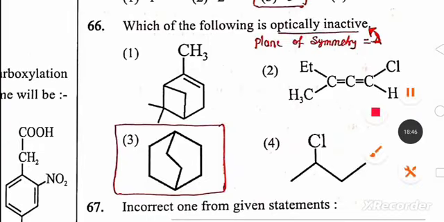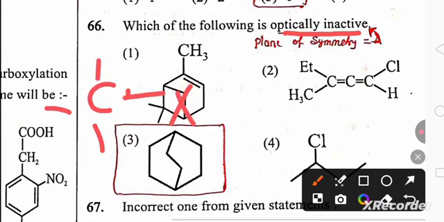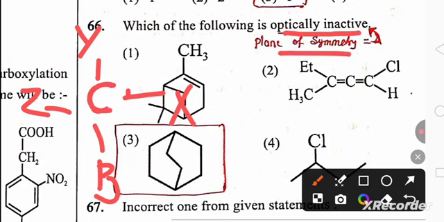Next question, children, we need to find which of the following is optically inactive. Optically inactive means they don't have the capacity to rotate plane polarized light. And optical activity depends on chirality. The carbon must have 4 different groups attached. Another one is plane of symmetry. So wherever you find a chiral carbon atom, that is optically active, and wherever you don't find a plane of symmetry, that is optically active.